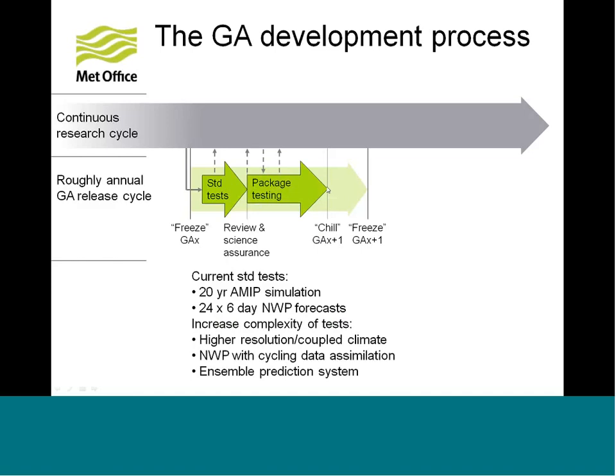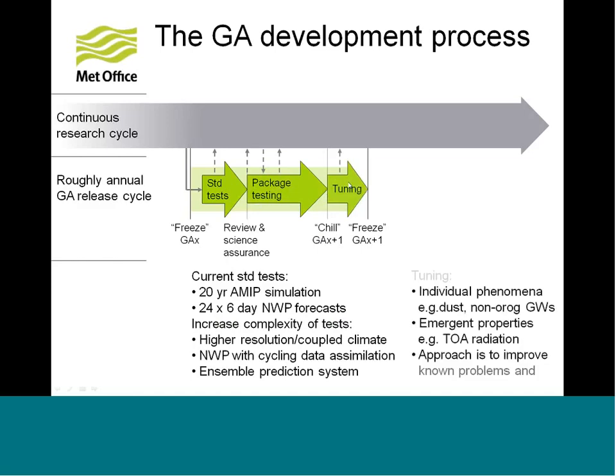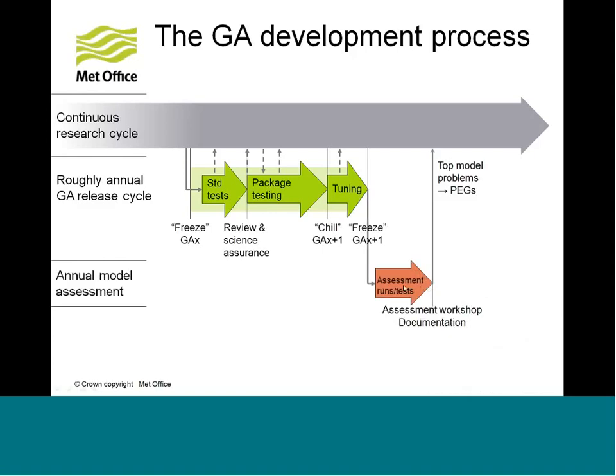We freeze these configurations, which means we think they're pretty much ready, and then we go through a tuning phase. And this will be a tuning of individual phenomena like dust uplift or the source term for non-orographic gravity waves, but it may be tuning for emergent properties as well, such as the top of atmosphere radiation balance. Once we've frozen the configuration, this is then assessed in a series of longer runs.